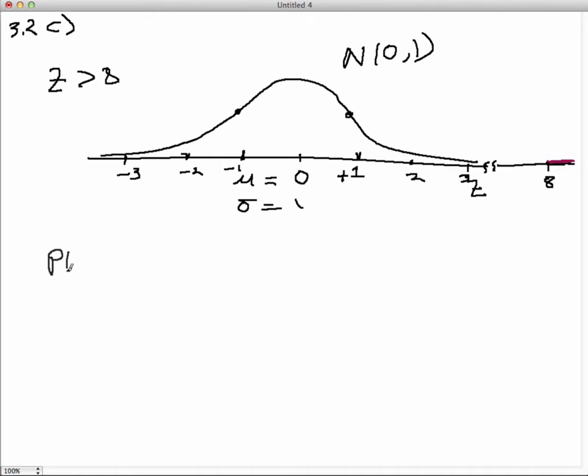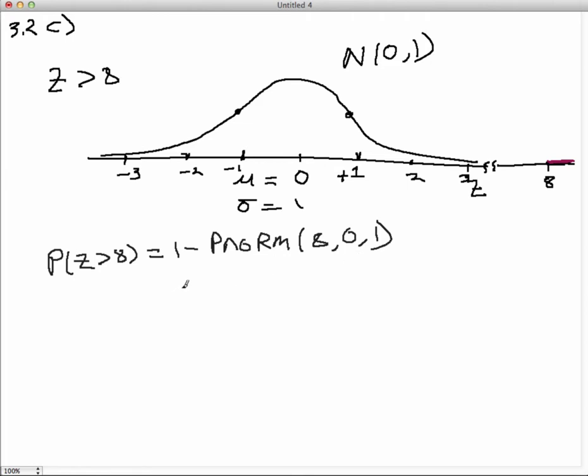So what are we looking for? We want the probability of z greater than 8. So it's a greater, which is an area to the right, so we're going to have to do what? A 1 minus, aren't we? So that's going to be 1 minus p-norm, and let's see, our value was at 8, our mean was 0, our standard deviation was 1.